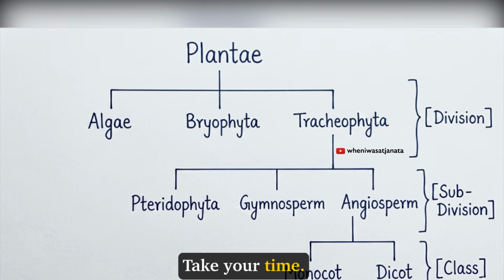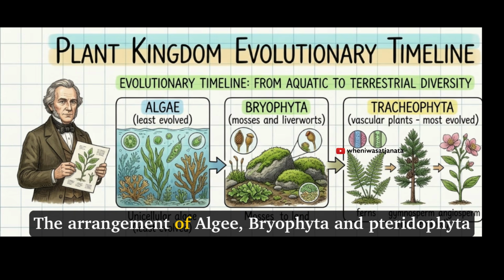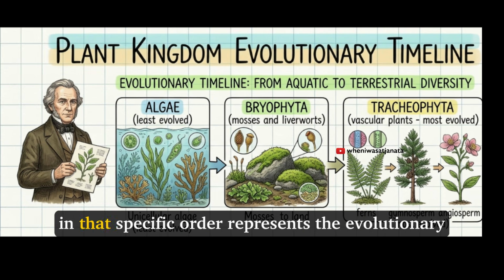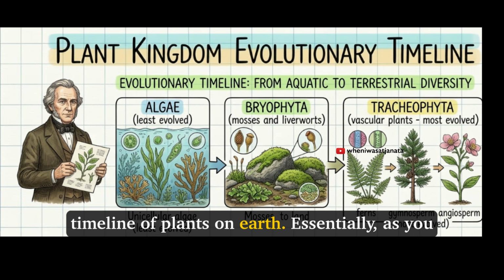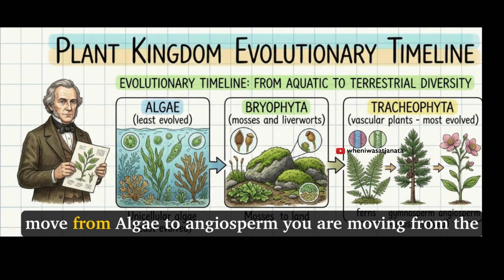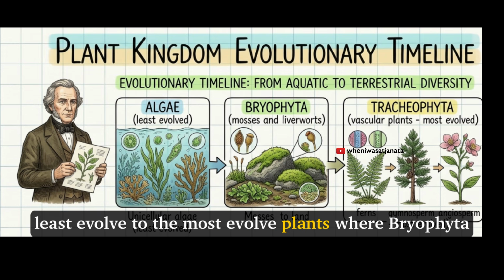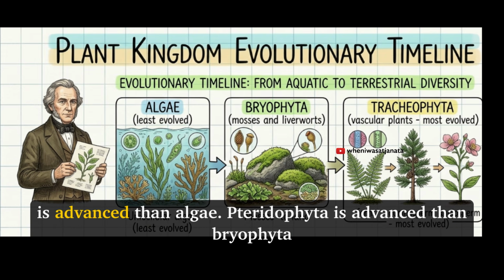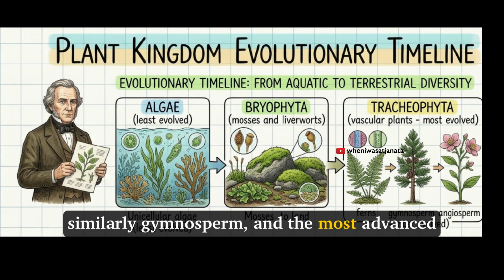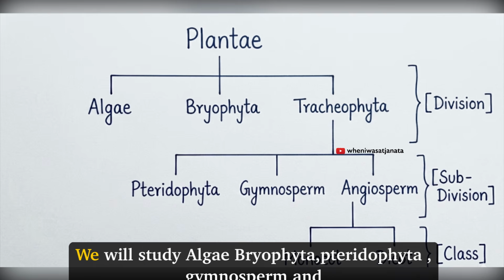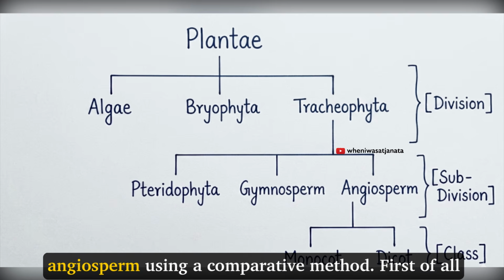Take your time. The arrangement of algae, bryophyta, and tracheophyta in that specific order represents the evolutionary timeline of plants on Earth. Essentially, as you move from algae to angiosperm, you are moving from the least evolved to the most evolved plants. Bryophyta is more advanced than algae, pteridophyta is more advanced than bryophyta, similarly gymnosperm, and the most advanced is angiosperm. We will study algae, bryophyta, pteridophyta, gymnosperm, and angiosperm using a comparative method.